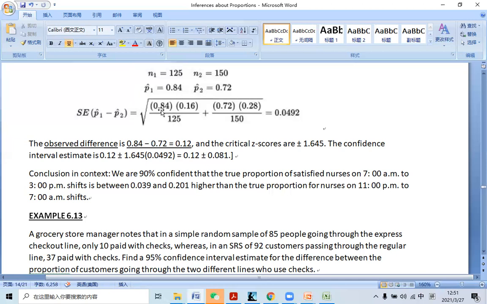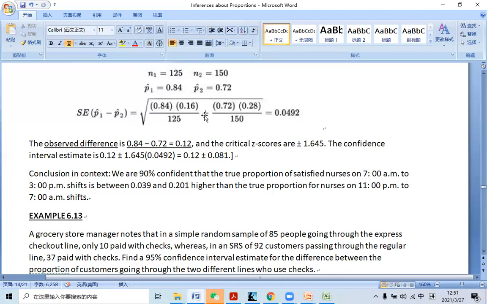And the difference in proportion between the two samples, this is P. This is the day shift nurse: 84% satisfied, and then 1 minus 84%, 16%. 16% are the complement. And you divide it by the number of people in the sample size, 125.